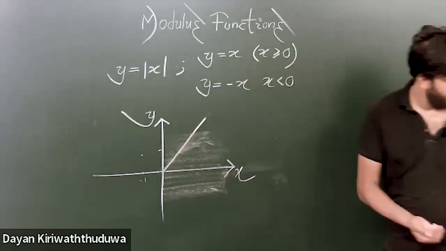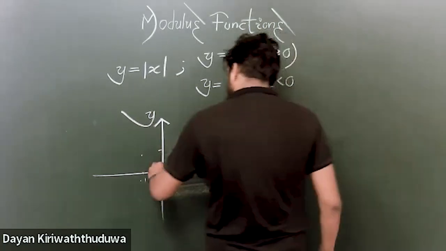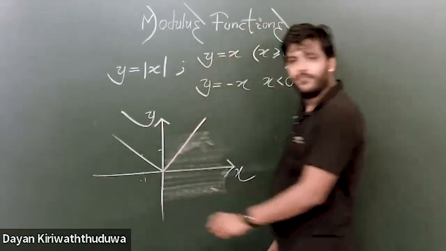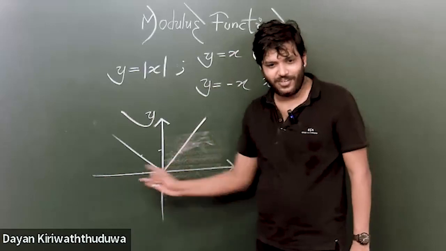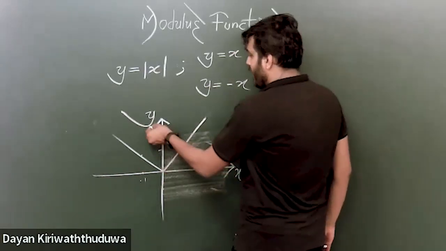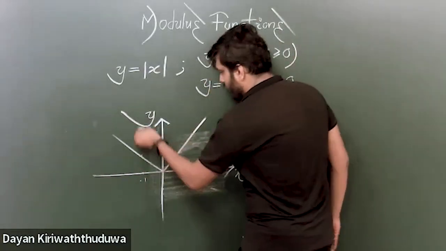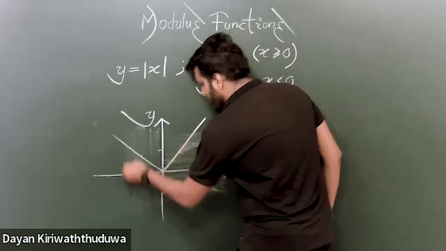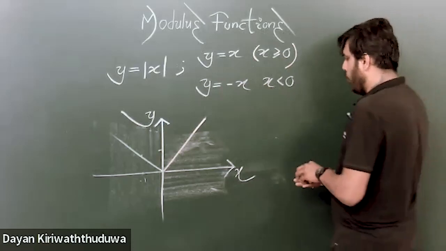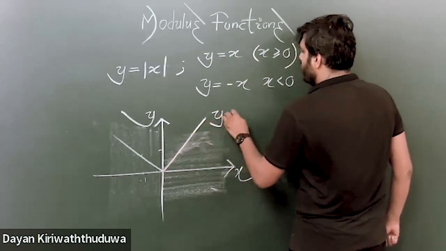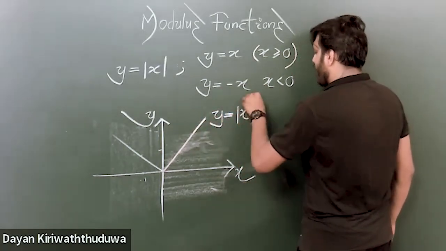So you get something like this. And you get this when x is less than 0. This area is x is less than 0, this way. See, this is x is less than 0. You see? And what you see here is called the curve for y equals modulus x.